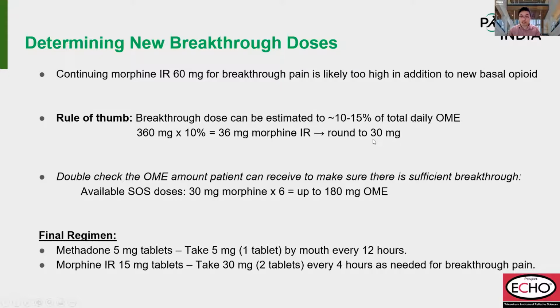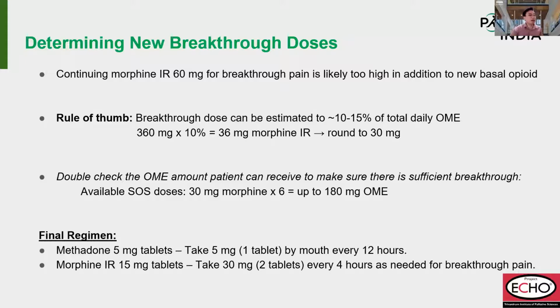So is this going to be enough? So let's kind of back calculate. If we use 30 milligrams and we're saying Q4 hours SOS, that would mean they can have 6 doses a day. And then if we calculate that, then the patient can have up to 180 OME in addition to the methadone, right? And we use 270 milligrams OME as that basal conversion.